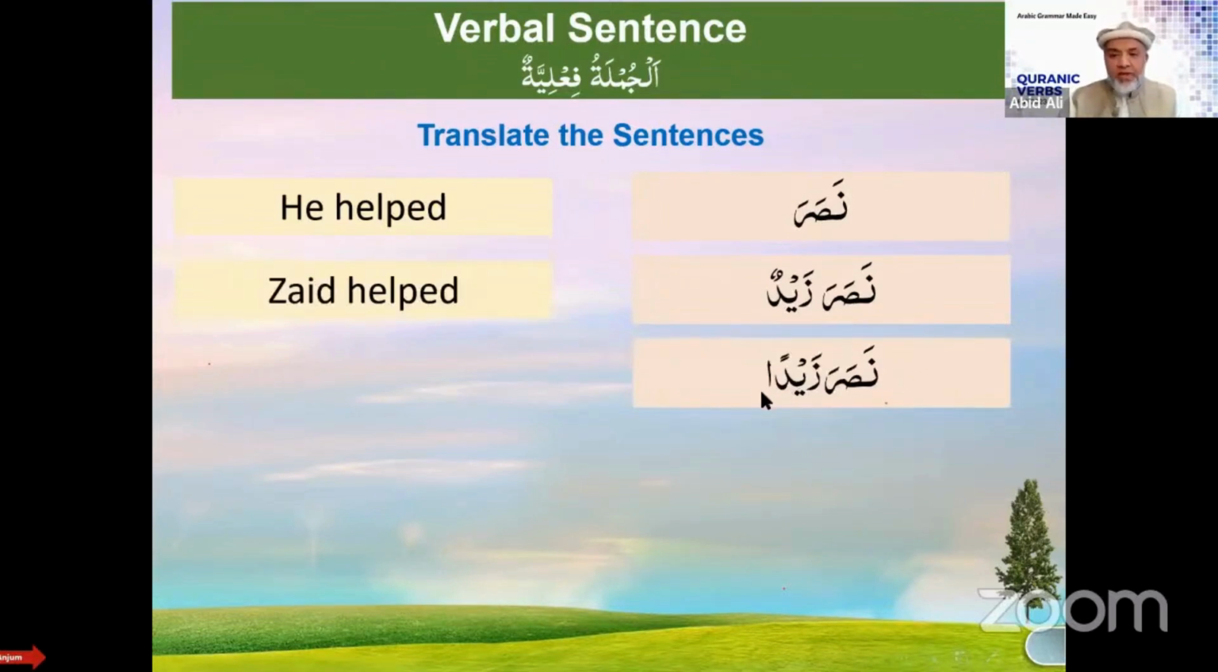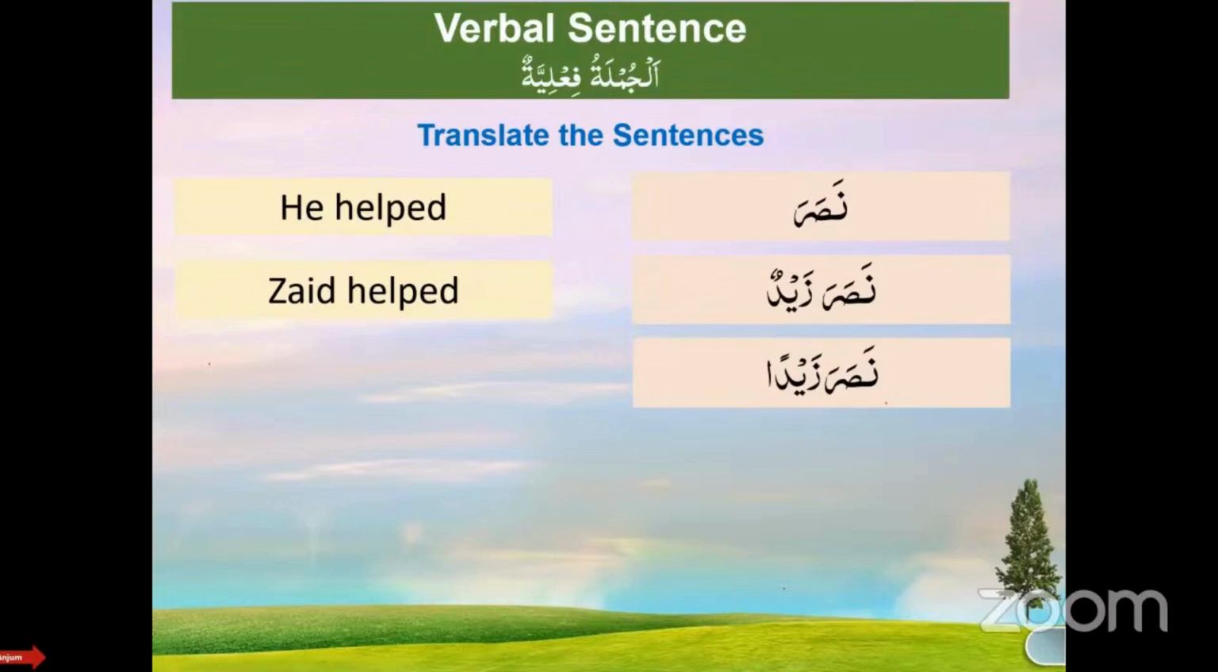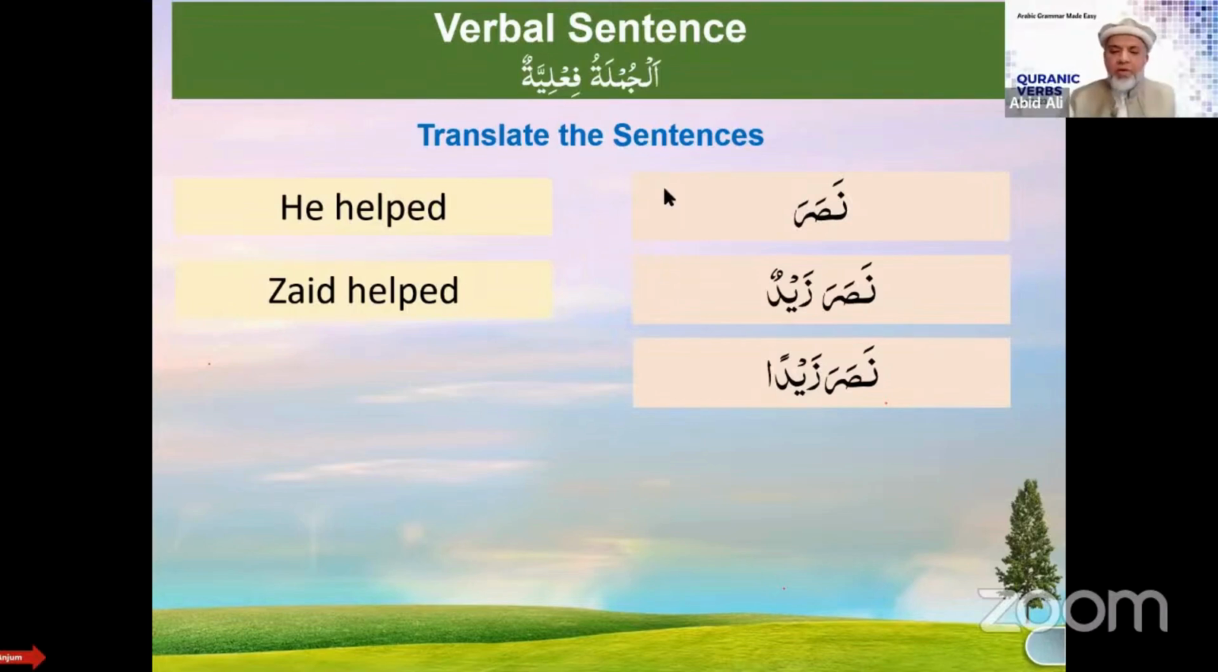Now, Nasara Zaidan. Now, this is a little tricky one. So let me find somebody who can answer this. Okay. Sister Anjum, would you like to answer this? Sister Anjum from Burnaby? He helped Zaidan. Okay. Now, okay, go ahead, Brother Tahir.